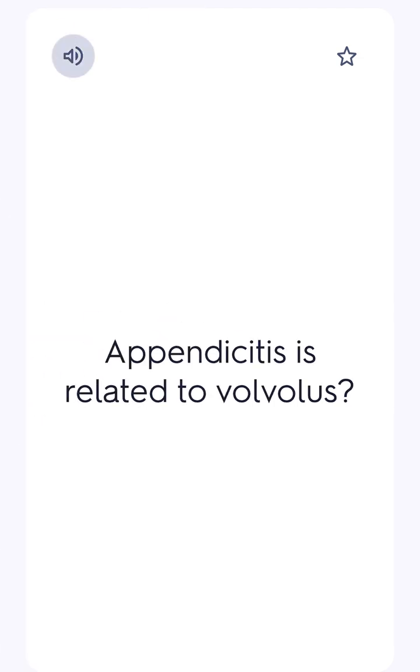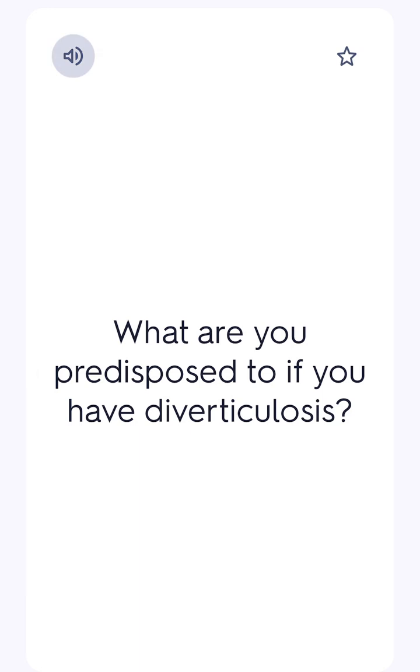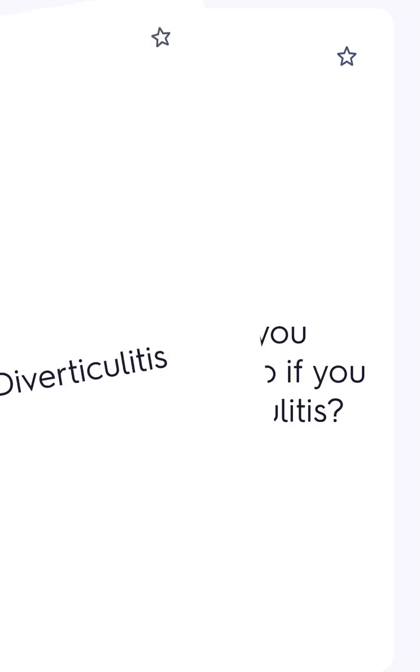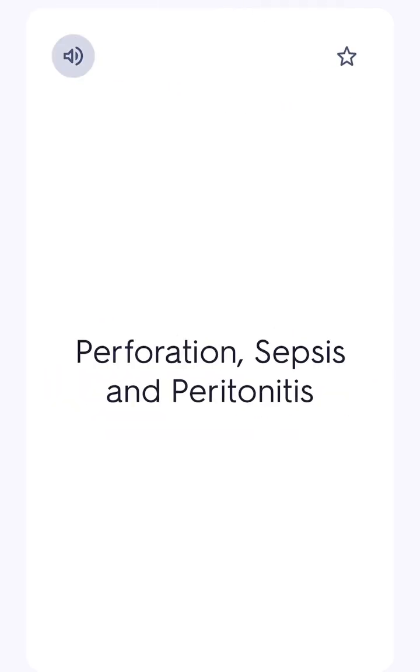Appendicitis is related to volvulus? False. What are you predisposed to if you have diverticulosis? Diverticulitis. What are you predisposed to if you have diverticulitis? Perforation, sepsis, and peritonitis.